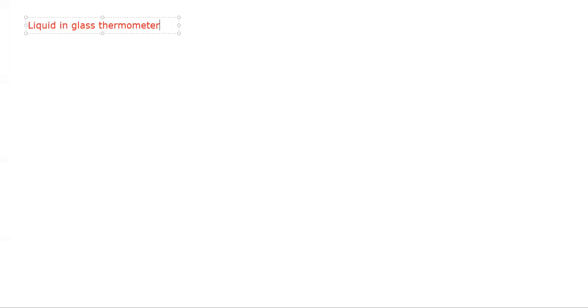So we are discussing the features of a liquid in glass thermometer. The first two features we discussed: one is the lower fixed point, which is 0 degrees centigrade, and the second one is the upper fixed point, which is 100 degrees centigrade. We can mark these fixed points by placing the thermometer in pure melting ice or pure boiling water.